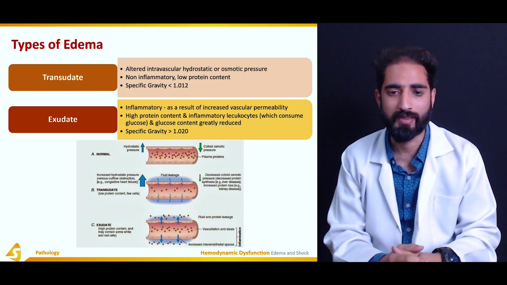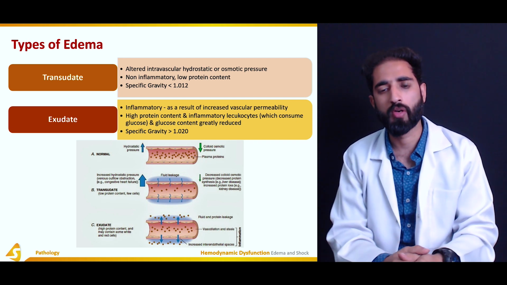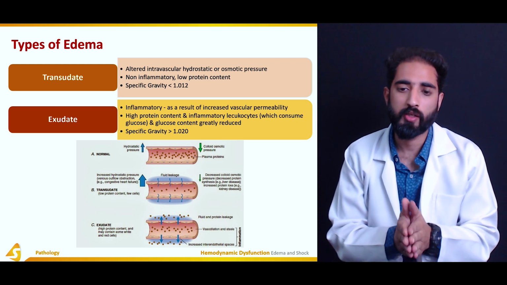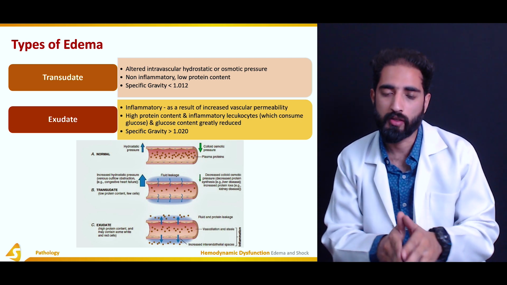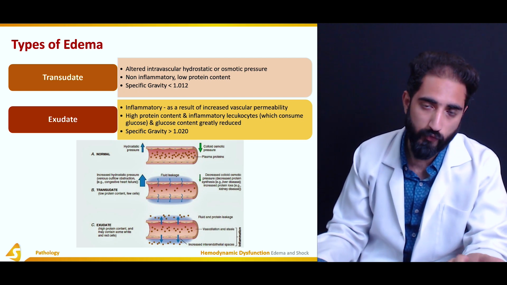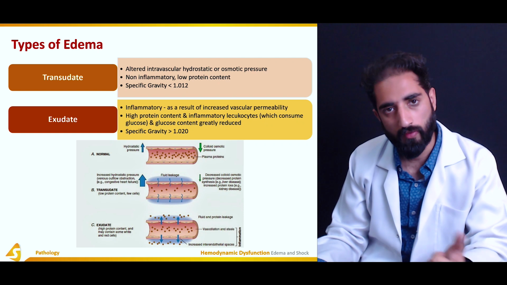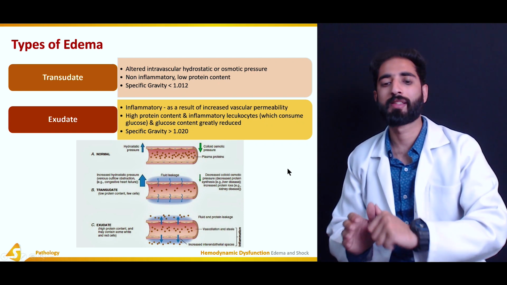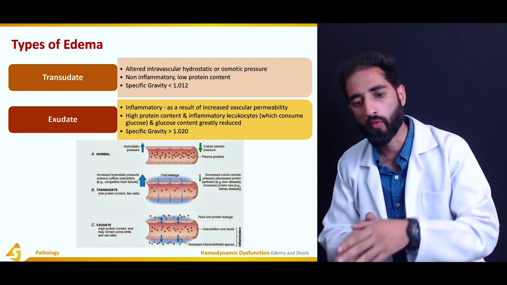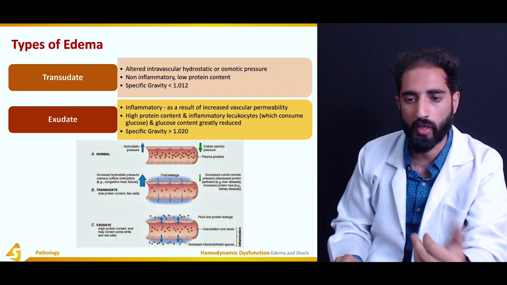In transudate, there is actually altered intravascular hydrostatic and osmotic pressure. So increase in the hydrostatic pressure, either because of venous outflow obstruction or congestive heart failure, would actually result in increased tendency of the fluid to move out from the blood vessel.